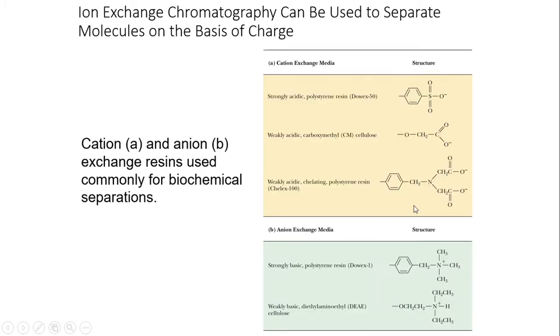Here's an anion exchange chromatography resins. These are both basic. This is weakly basic. So we have positive charges here. So obviously we're going to be attracting a negatively charged protein.